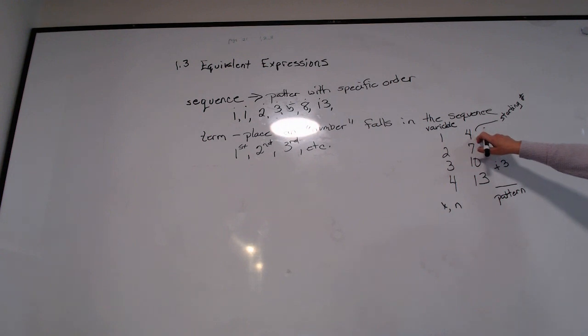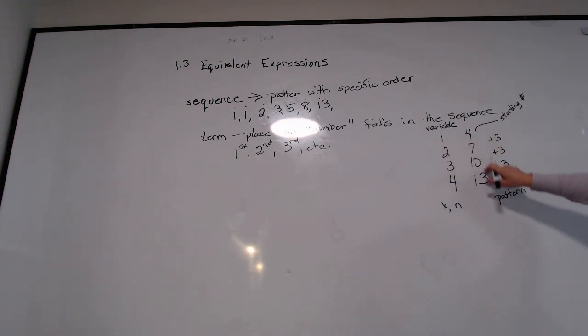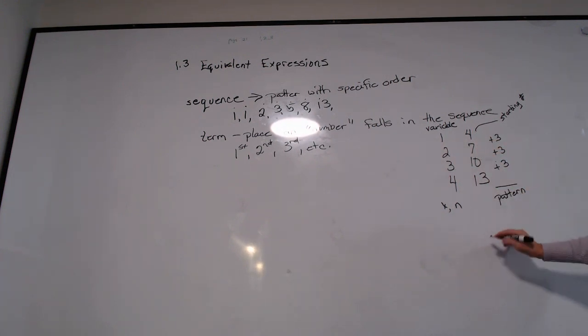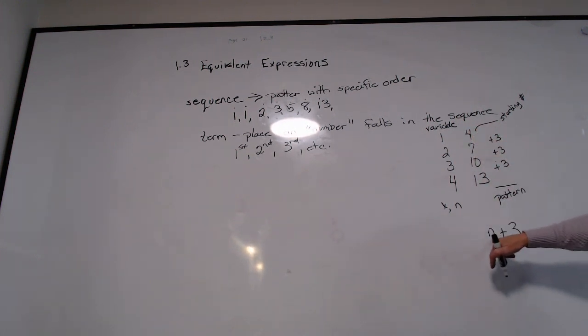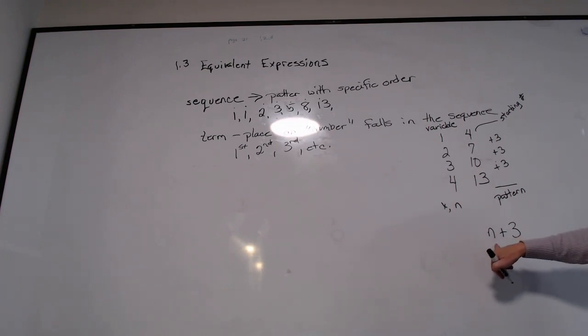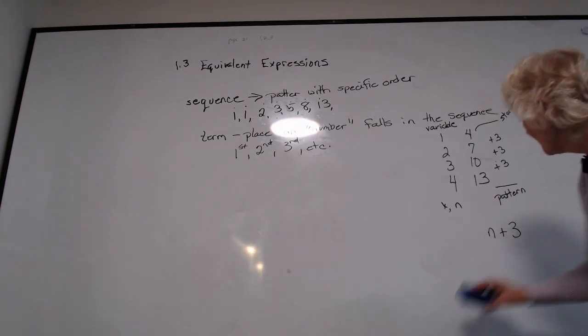We started at 4, and then we added 3. So it looks like we take our number, and we add 3 to it, okay? Our term before, and we add 3 to it. But this is 1. Actually, this isn't right. I screwed it up.